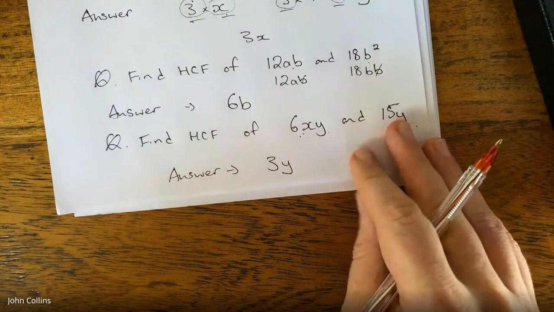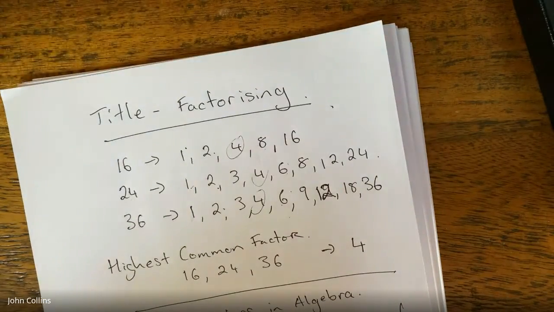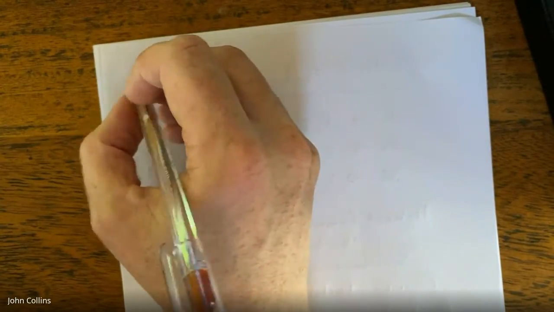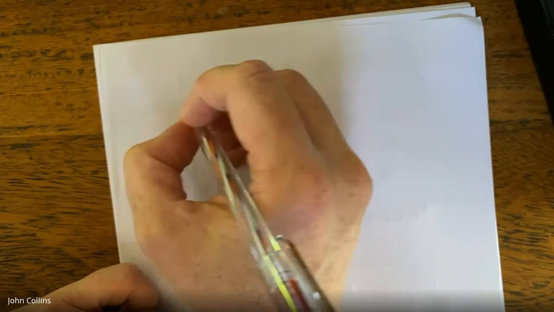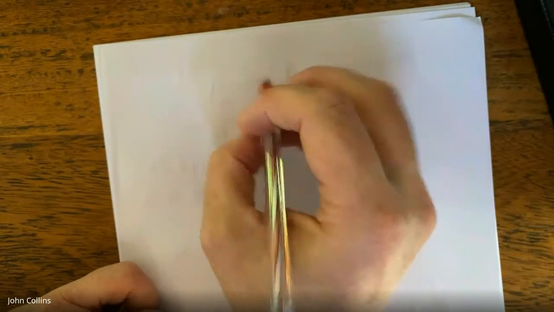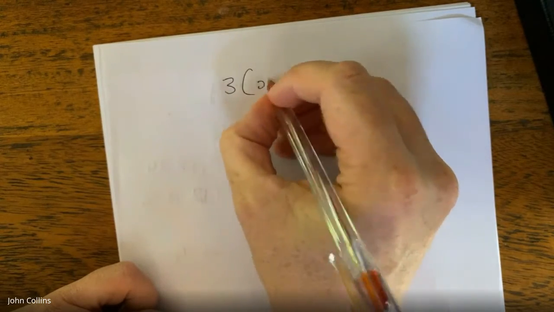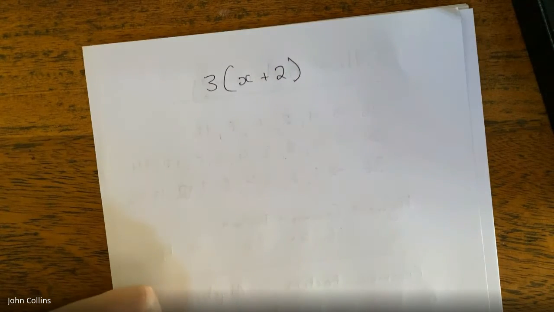Good. Hopefully you're getting the hang of it now. Great. All right, so that's the first type of question that you might be asked. The second type of question, which is more where we're going with this, is a little bit what we did yesterday in reverse. So if we have 3 times x plus 2, we did this yesterday. You can stop taking these examples down now. I'm just going to revert back to yesterday.